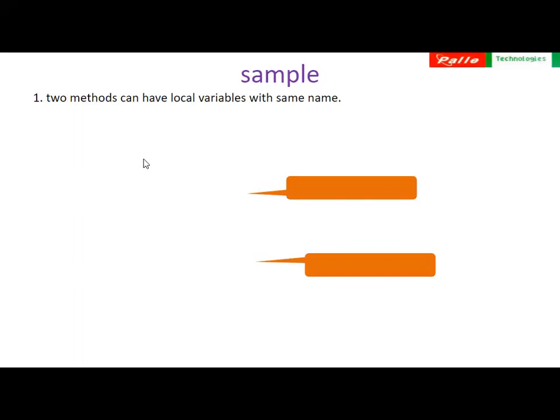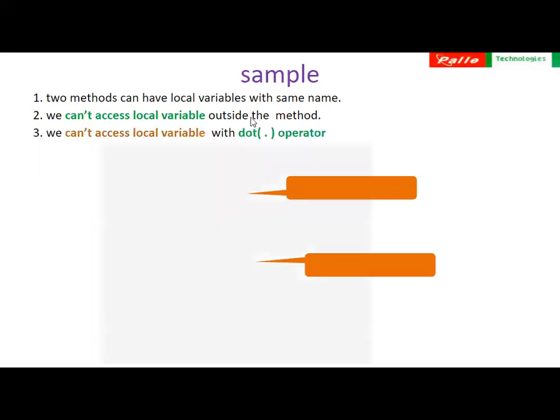So let us see this example first of all. We cannot access a local variable outside the method. This is a rule we know, correct? Also, we cannot access a local variable with the dot operator, so with self dot. Is it clear? Now let us see one example.